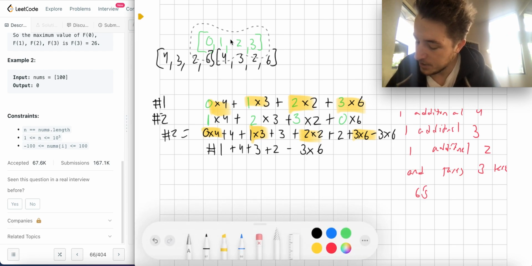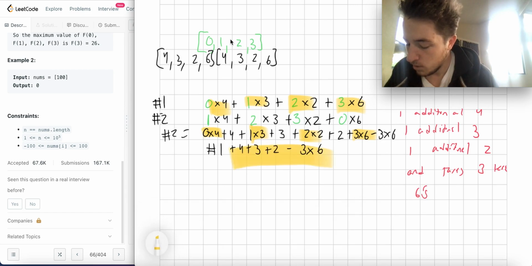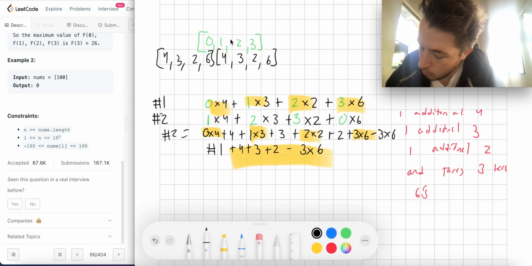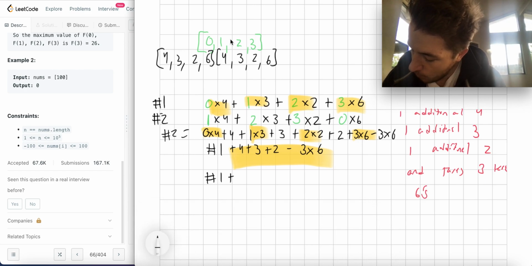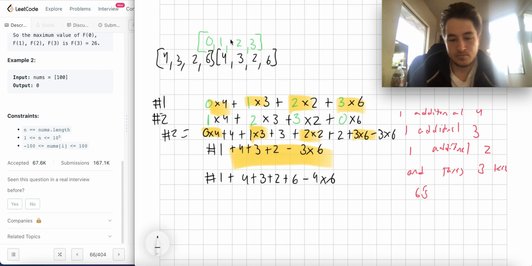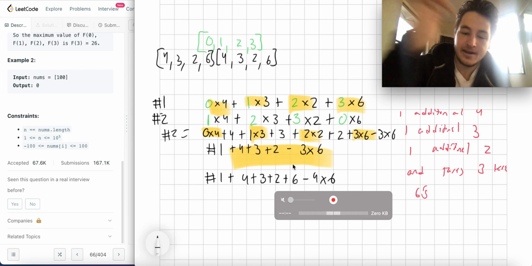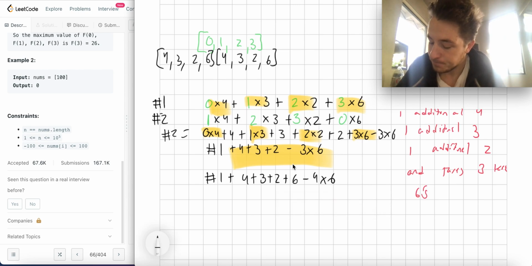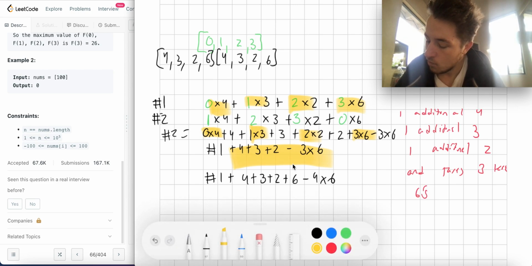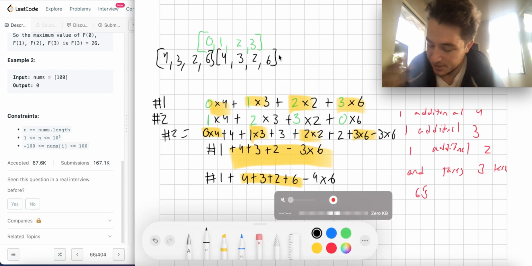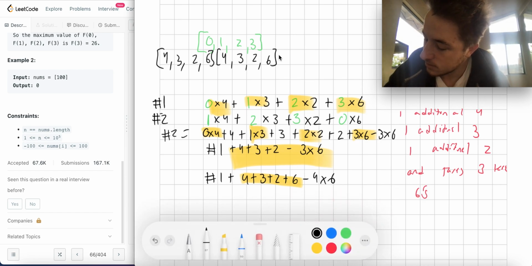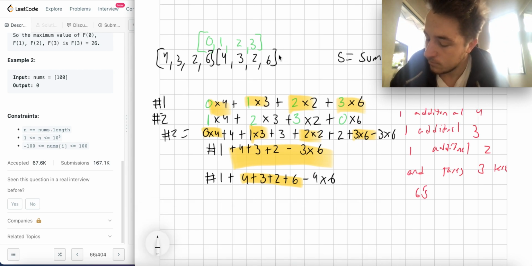Okay? So what can we say about these terms here? Well, what if we called this number 1 plus 4 plus 3 plus 2 plus 6 minus 4 times 6? This is identical, because now I've subtracted an additional 6, so I have to add an additional 6 to get back to where I need to be. And then what is this? Well, this is just the sum of the numbers in our system. So if we call S equals the sum of the array, that's number 1 plus the sum of the array.